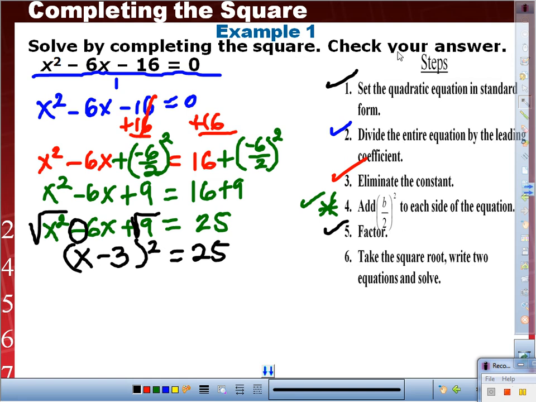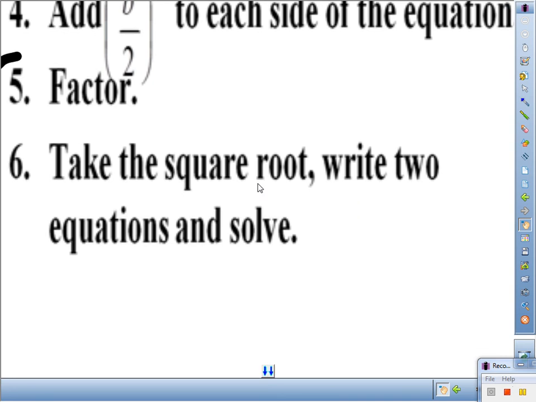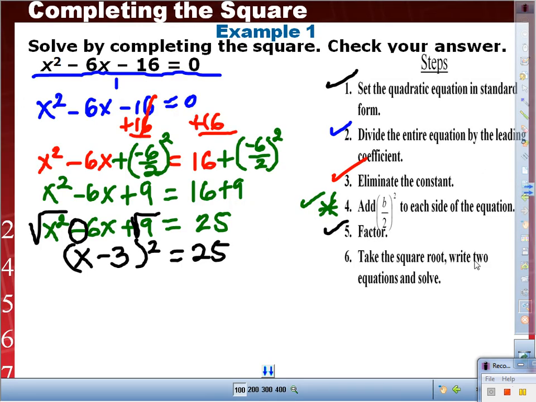Now, for the entire process, there's more steps, but I just wanted to keep it at 6, and you'll see right now what I'm talking about. All right? So, any questions on the factoring portion? We're good, right? All right, I'm going to go to the last step. The last step says, take the square root, write 2 equations, and solve.